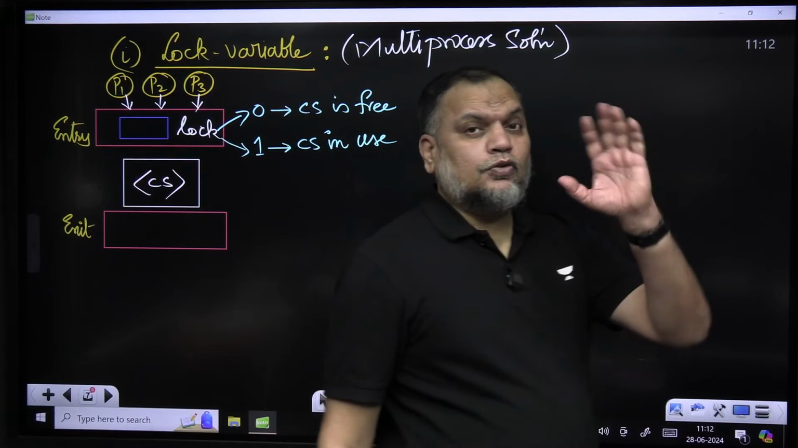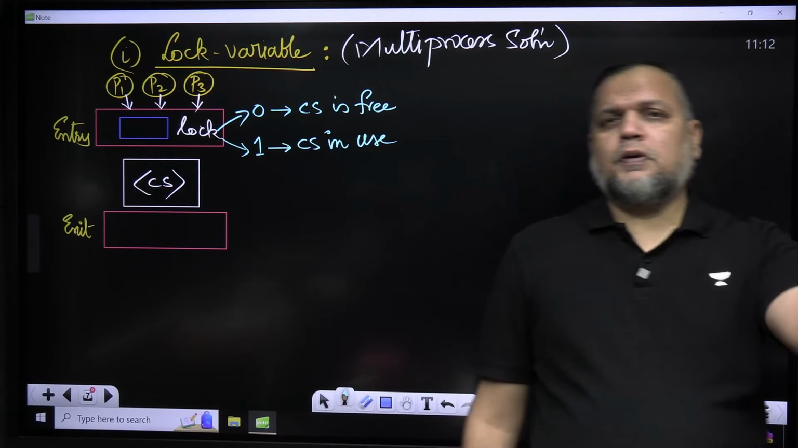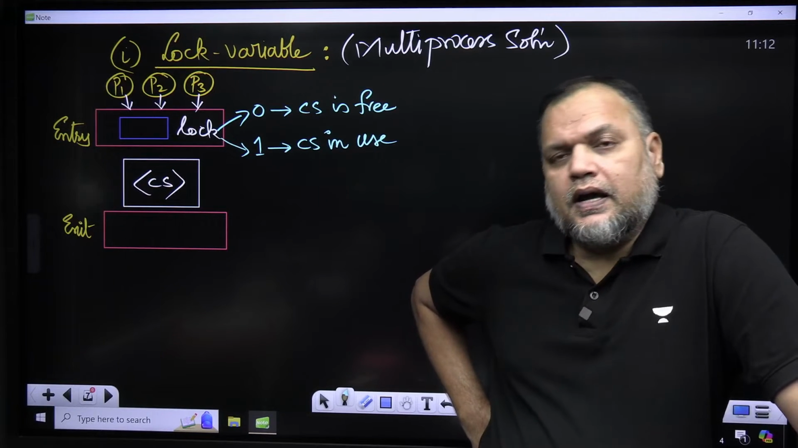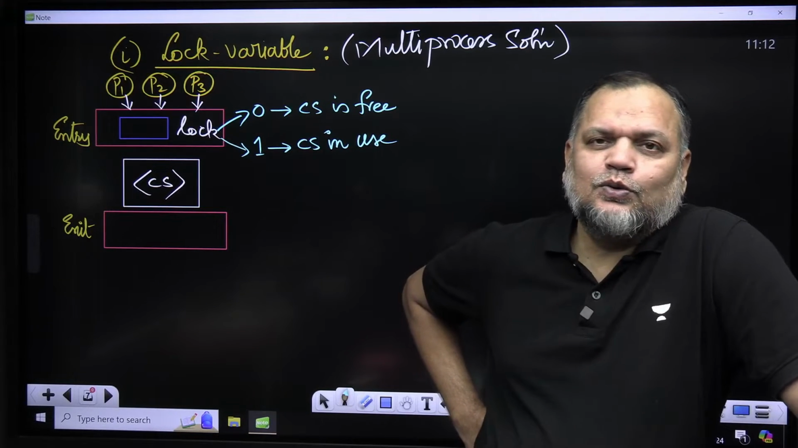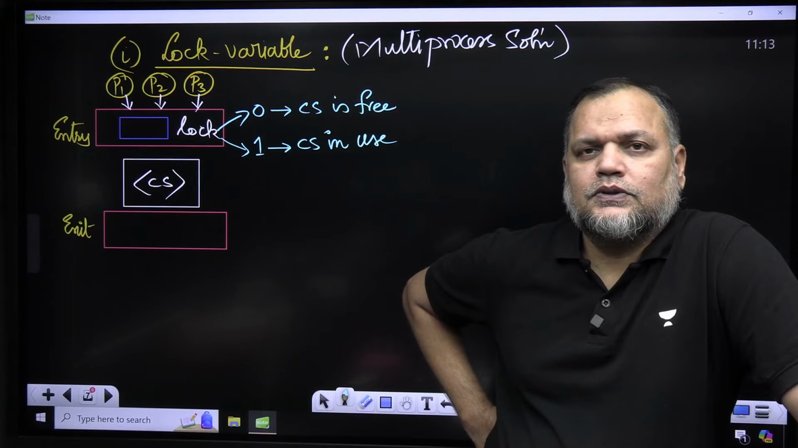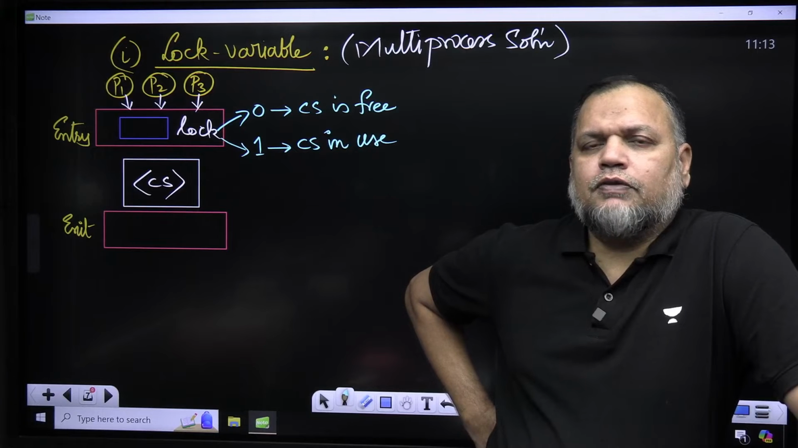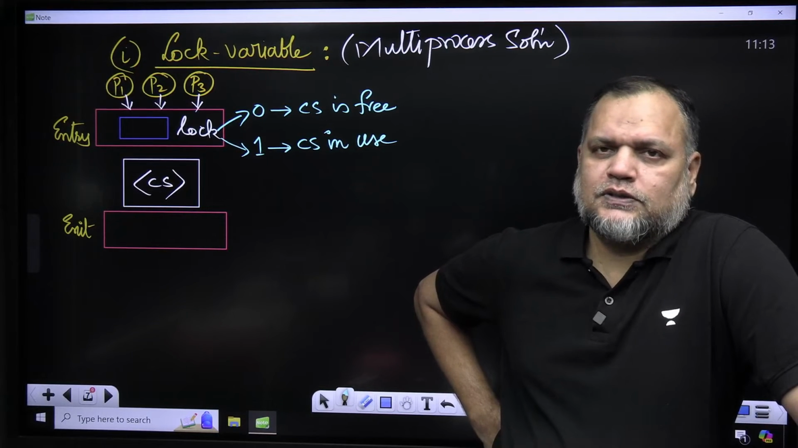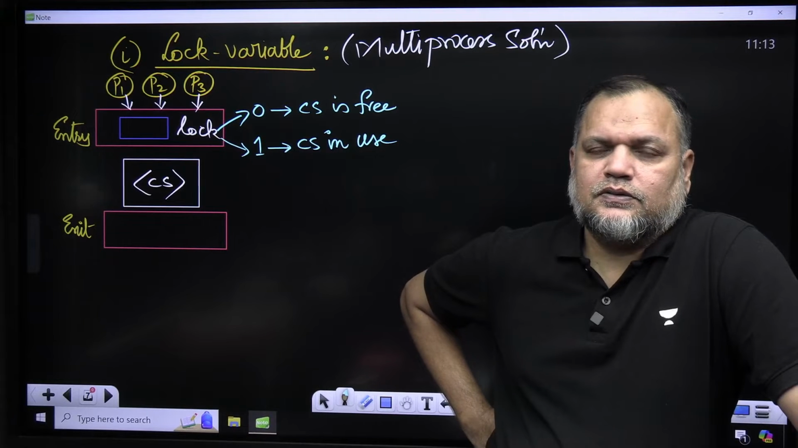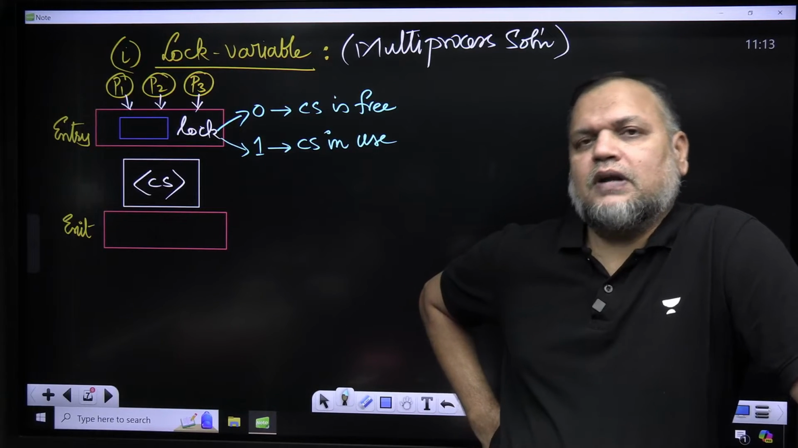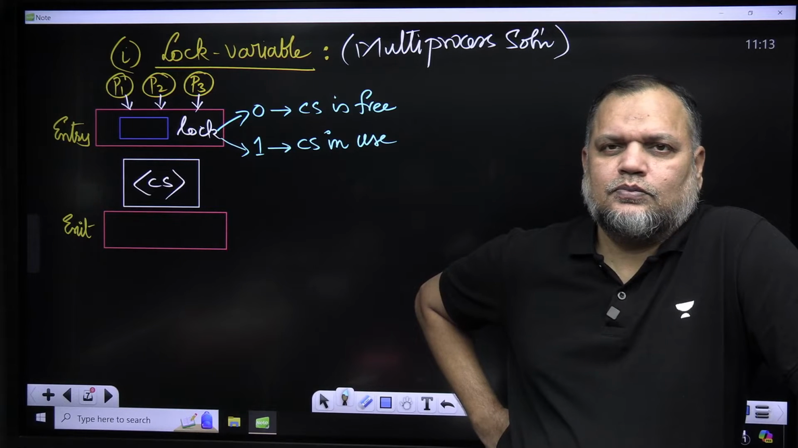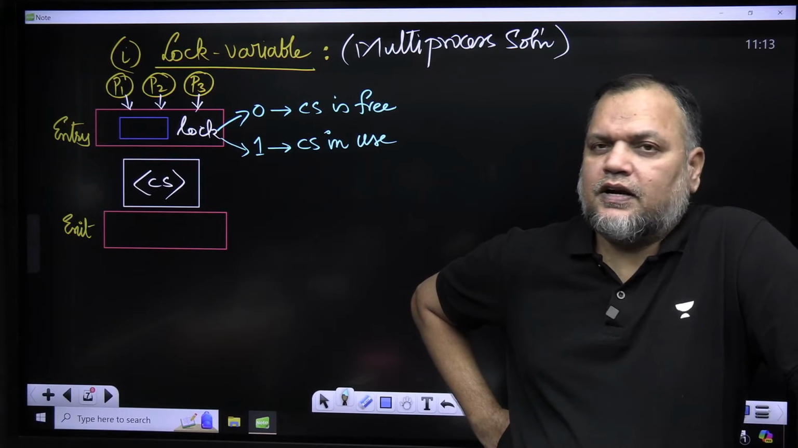If the value of lock is 0, the critical section is free, any process can go. Otherwise, if the value of lock is 1, that means the critical section is in use and the process will have to wait. What kind of wait? Busy wait. So we will define the protocol as follows. Any process desiring to enter the critical section will have to check the value of lock. If the value of lock is 0, that means it can enter the critical section.